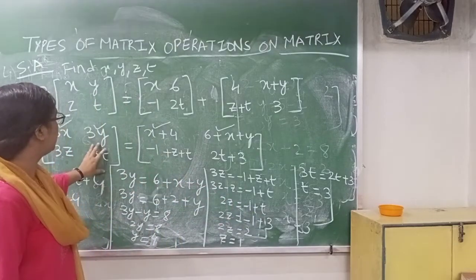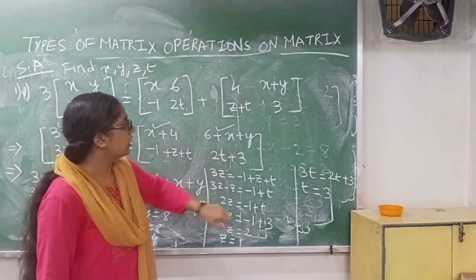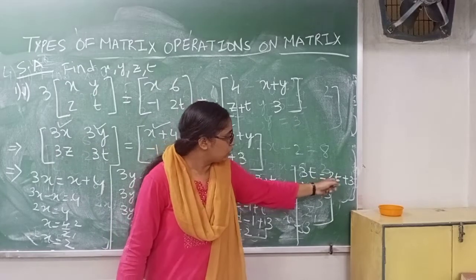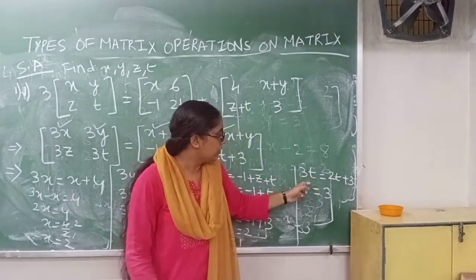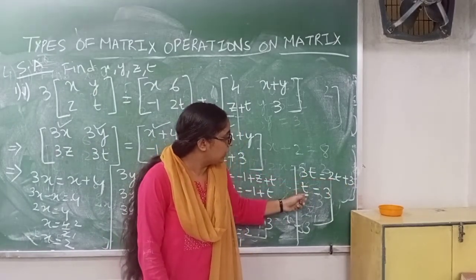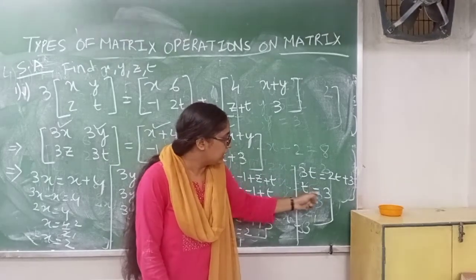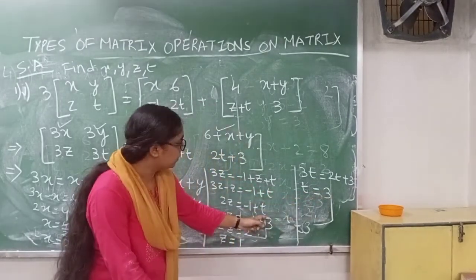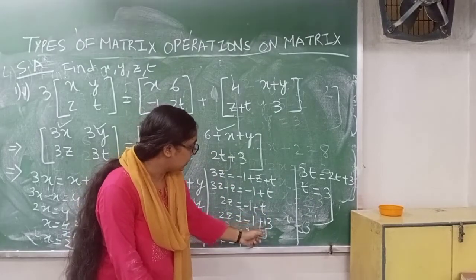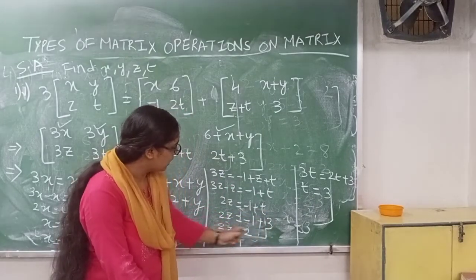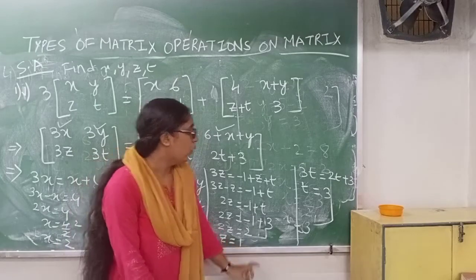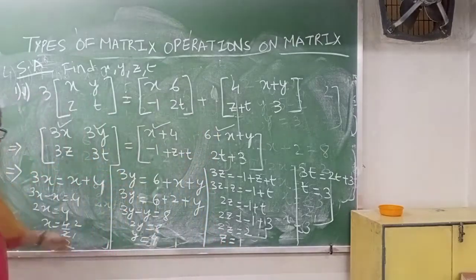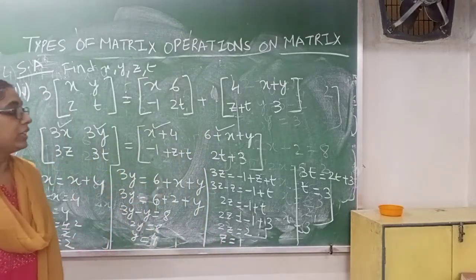From the fourth element. 3t equals 2t plus 3. So 3t, 2t will come, it will become t only, and t value we are getting 3. Okay. Now this 3 value I am putting in place of t. So minus 1 plus 3 will give you 2, and 2 ones will cancel, z value 1. Like this we are getting the values of x, y, z and t. Copy this one.